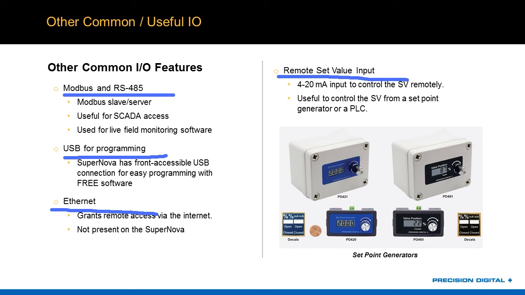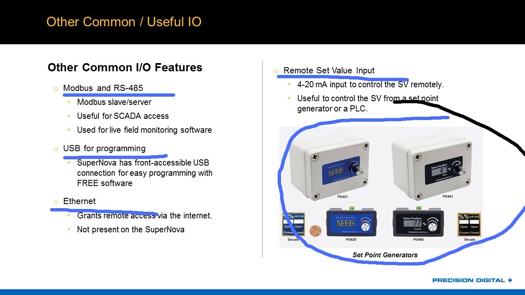And to do that, how might you do it? Well, you might be sending in a signal from a PLC, or you might have a set point generator somewhere. These are examples of some of Precision Digital's set point generators, where somebody could just turn a dial and ramp the set point up and down, which sends a 4 to 20 into the remote set value input, which changes the set value on the controller.